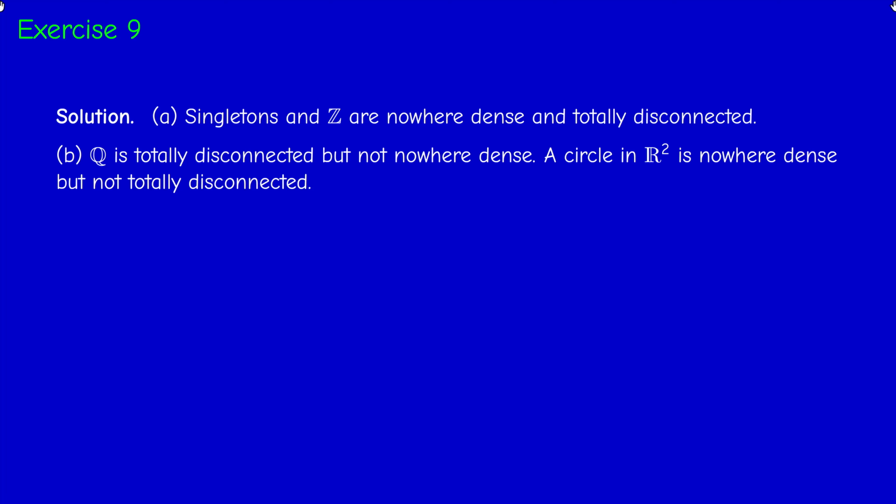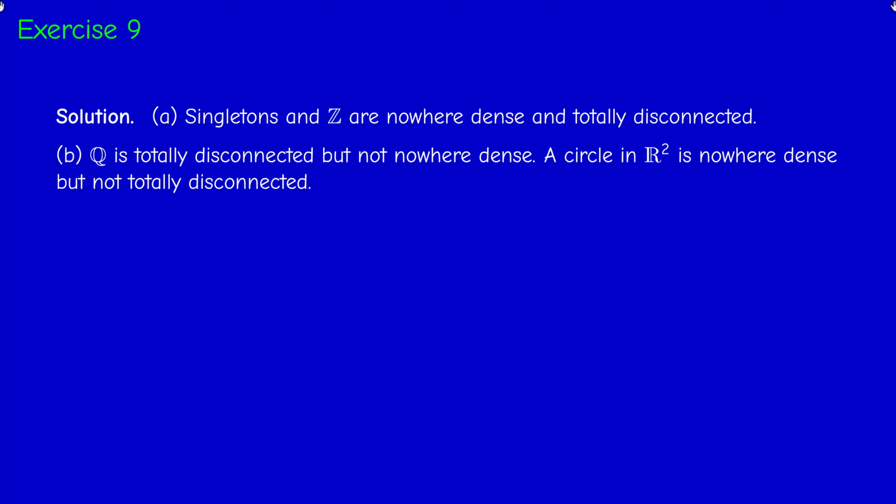Now, Q is totally disconnected, as we observed, because the only connected subsets of Q other than the empty set are the singletons. We proved that. But Q actually is everywhere dense. So the interior of Q bar is just R. It's the interior of R. So Q is totally disconnected, but not nowhere dense.